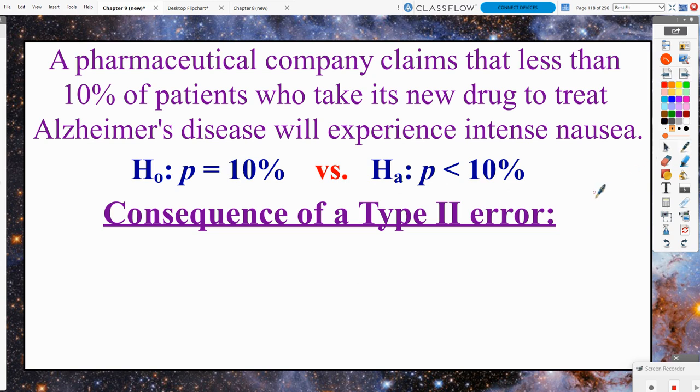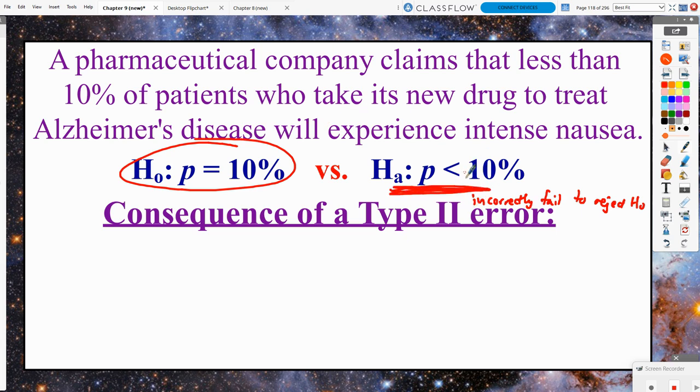Now, a consequence of a type 2 error. Well, a type 2 error is when we incorrectly fail to reject the null hypothesis, right? So we are not going to reject the null hypothesis. We're going to say it's at 10%, but really we should have rejected it. We should have went with the alternate. So what does that really mean in this particular scenario? So we think patients are going to experience intense nausea, when in reality, fewer patients will experience intense nausea.